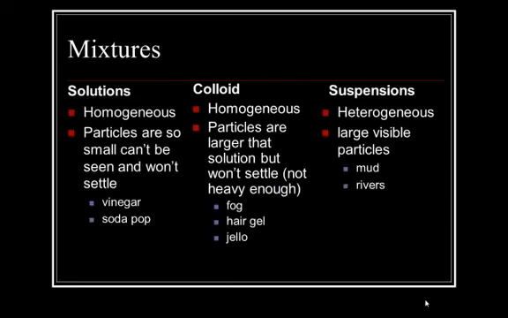So we have 3 types of mixtures that we're going to talk about: solutions, colloids, and suspensions. So let's start with solutions. Solutions are homogeneous. The particles here are so small that they can't be seen, and they are never going to settle because they are so small. So vinegar and soda pop are examples of solutions. Now colloids are also homogeneous. The particles are larger than a solution, but they're still not heavy enough to settle. So fog, your hair gel, Jello, those are all colloids.